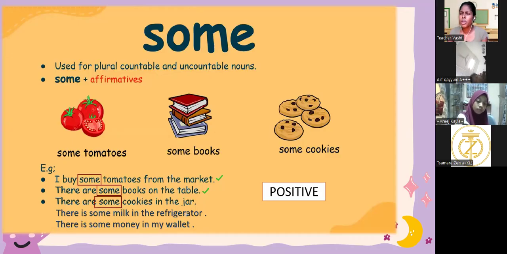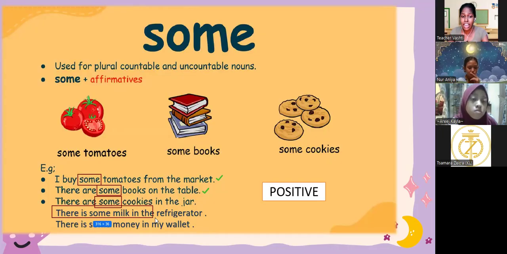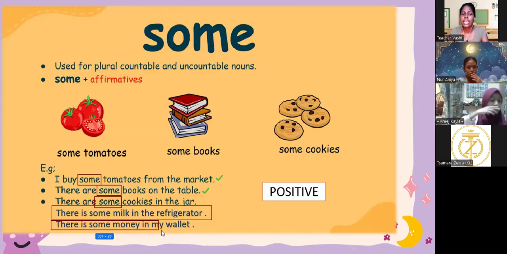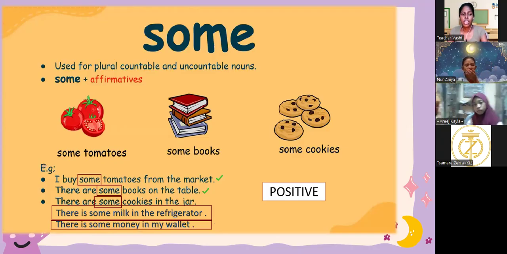Kadang-kala tak boleh kira. It's uncountable nouns. So tak tahulah satu ke atau banyak ke. You don't know. So you have to use some milk. Kalau ayat tu positif, you say there is some milk in the refrigerator. Okay? Or you can also say there is some money in my wallet. These are uncountable nouns. Benda yang tidak boleh dikira.